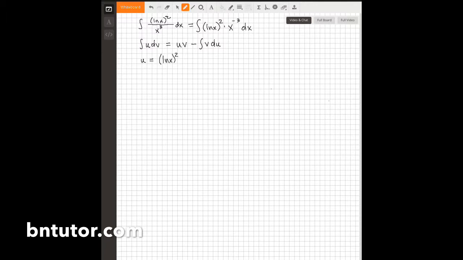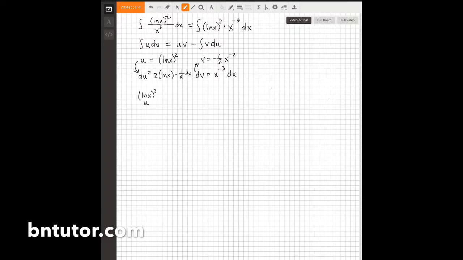We'll choose to let u be equal to the natural log of x squared, and dv to be the rest of the problem, x to the negative third dx. We need more pieces, so we'll take the derivative of u, which is 2 times the natural log of x, times 1 over x when we do chain rule. And the antiderivative of dv gives us our v of negative 1/2 x to the negative 2.